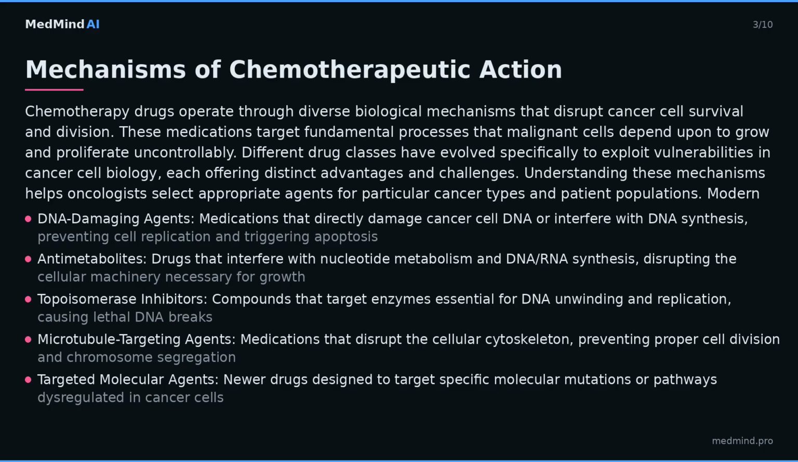Modern chemotherapy often combines multiple drug classes to achieve additive or synergistic effects, enhancing treatment effectiveness. Key points: DNA-damaging agents, medications that directly damage cancer cell DNA or interfere with DNA synthesis, preventing cell replication and triggering apoptosis. Antimetabolites, drugs that interfere with nucleotide metabolism and DNA/RNA synthesis, disrupting the cellular machinery necessary for growth.